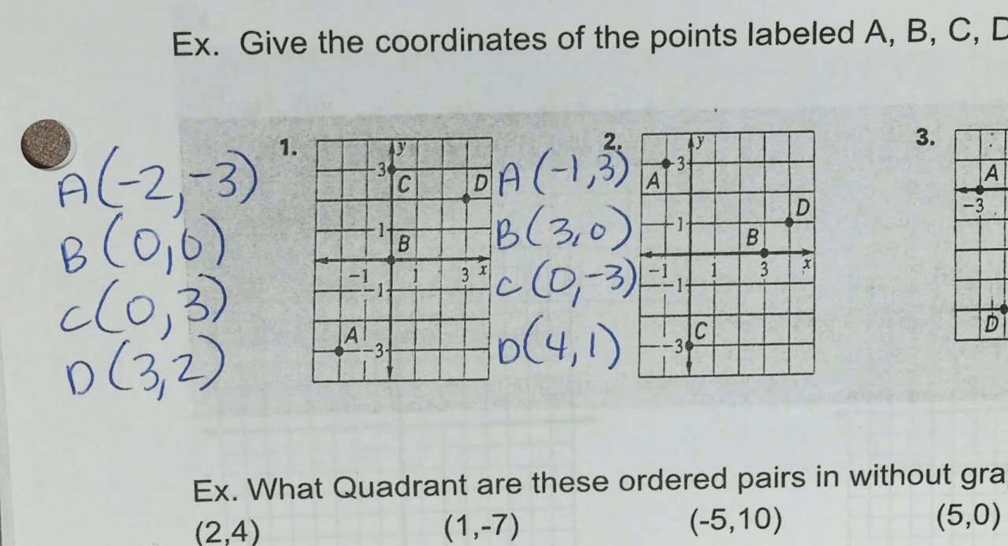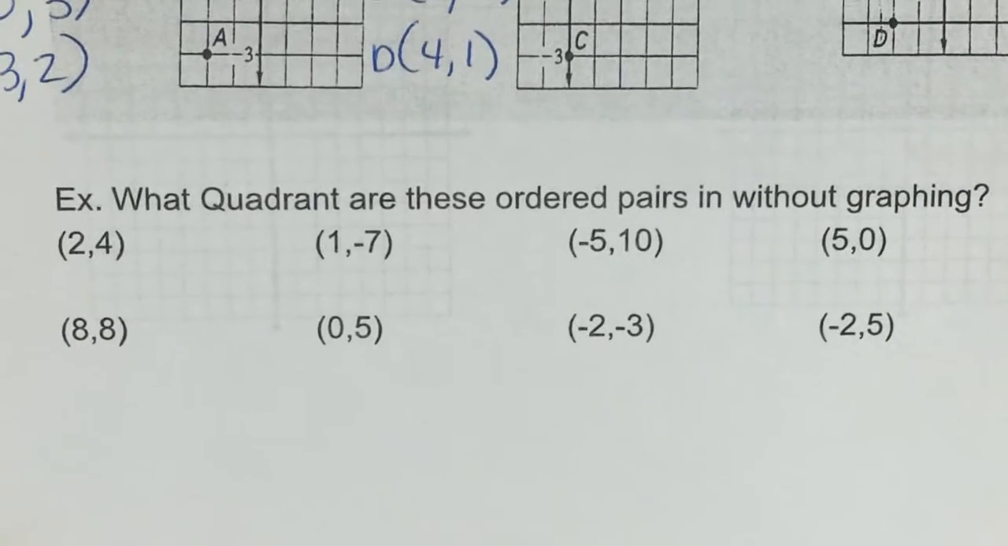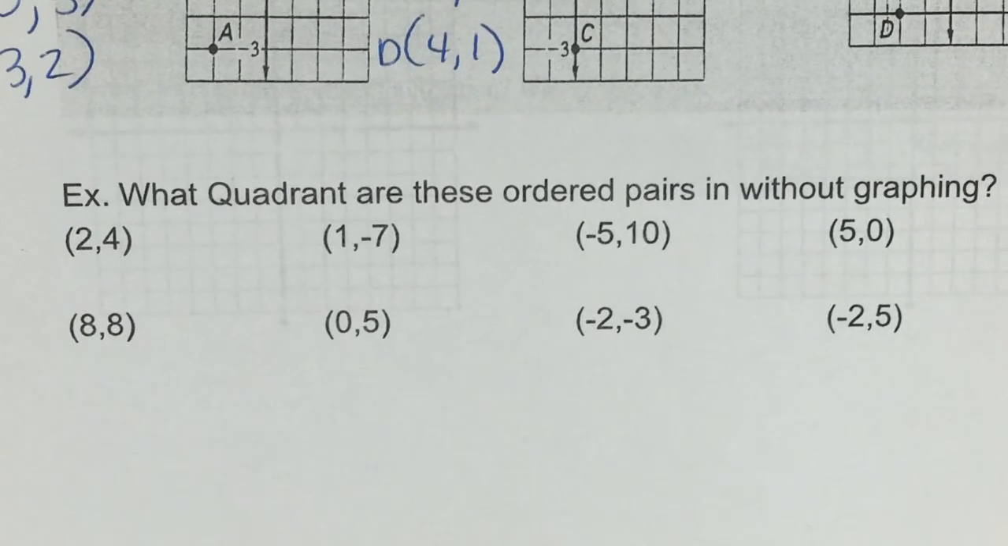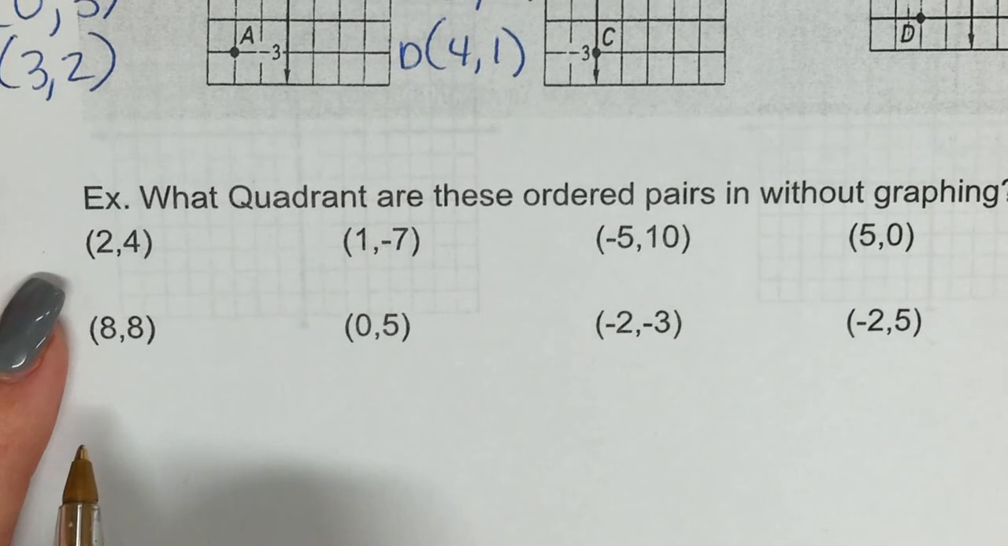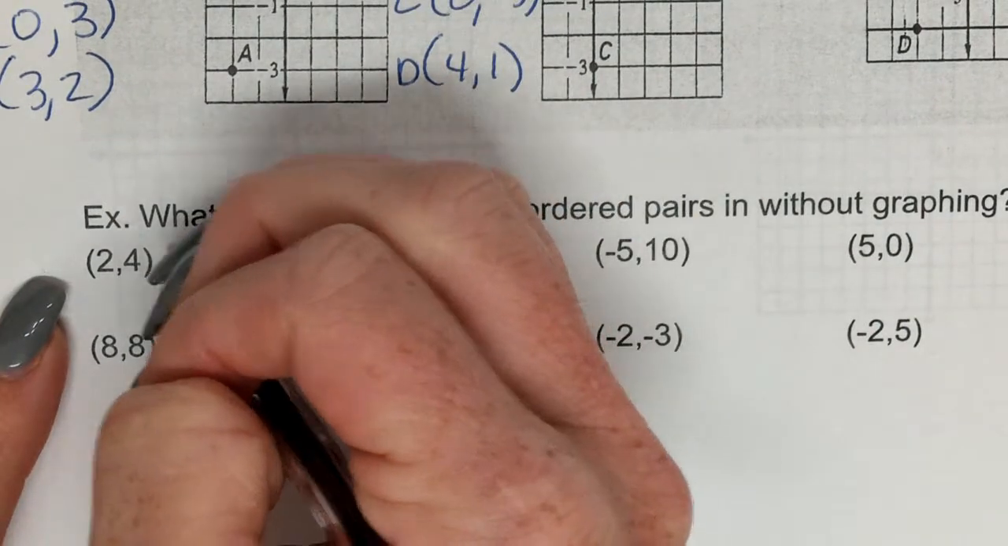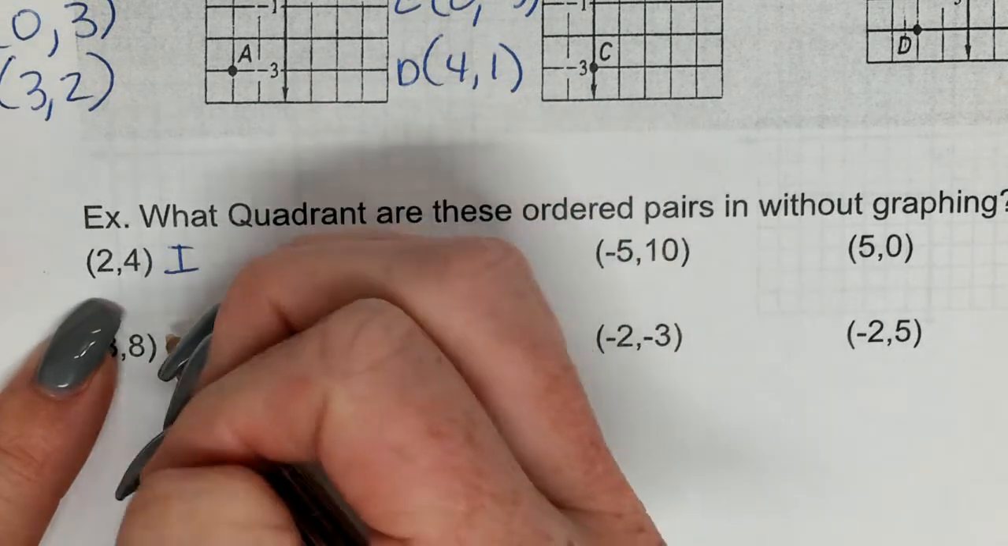How did we do? Good? Good, because that's 6th grade stuff, right? All right, moving on to quadrants. You should know what quadrant something is in without even looking at a graph, based on if it's positive, positive, and stuff like that. So this is positive, positive. What quadrant is this on? Quadrant 1. Positive, positive? Quadrant 1.